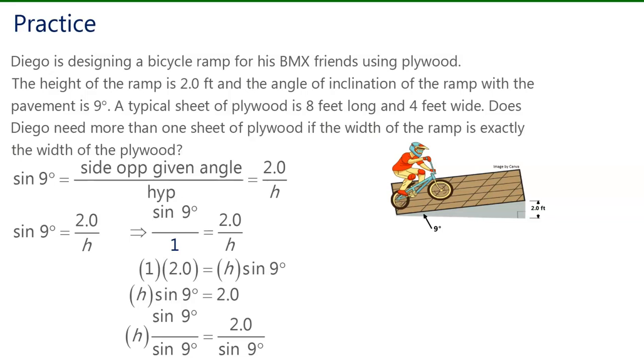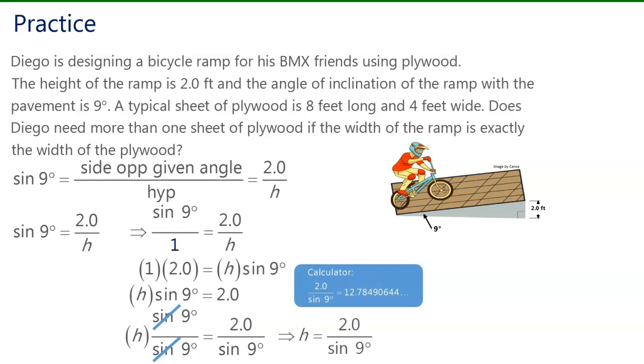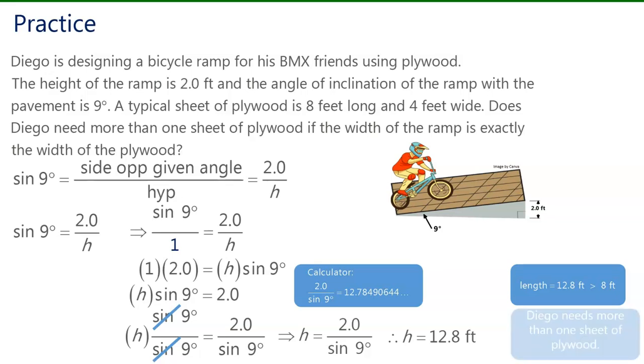Isolating for the variable and dividing both sides by sine 9 degrees, and canceling the sine 9 degrees on the left-hand side, we get h equals 2.0 divided by sine 9 degrees. We take our calculator and 2.0 divided by sine 9 degrees is 12.78490644. Rounding to the nearest tenth, we get h equals 12.8 feet. Since the length, which is 12.8 feet, is greater than 8 feet, Diego needs more than one sheet of plywood.